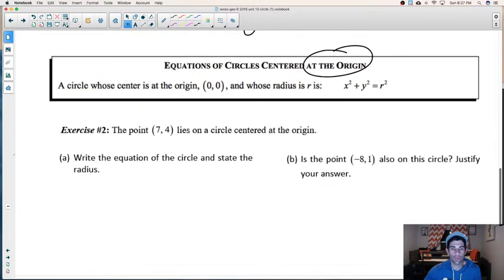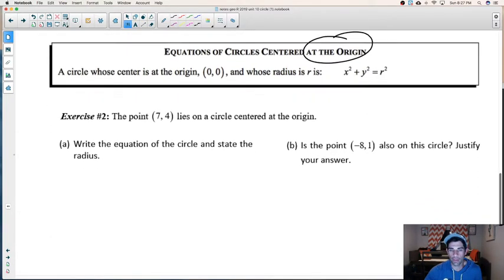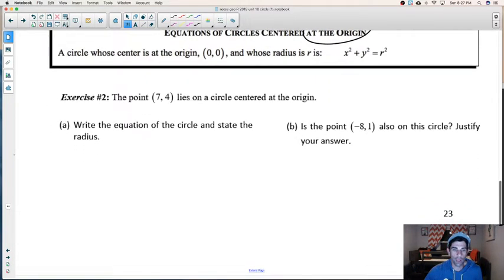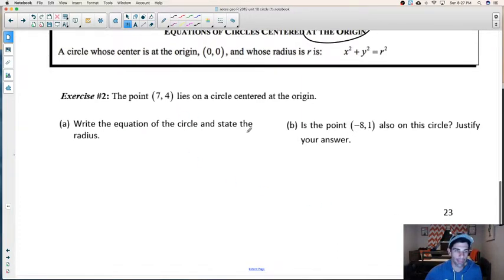So the point (7, 4) lies on a circle centered at the origin. Write the equation of the circle and state the radius. We know that the formula is x squared plus y squared equals r squared. We don't know what r is, so we're going to use this point to create that equation.